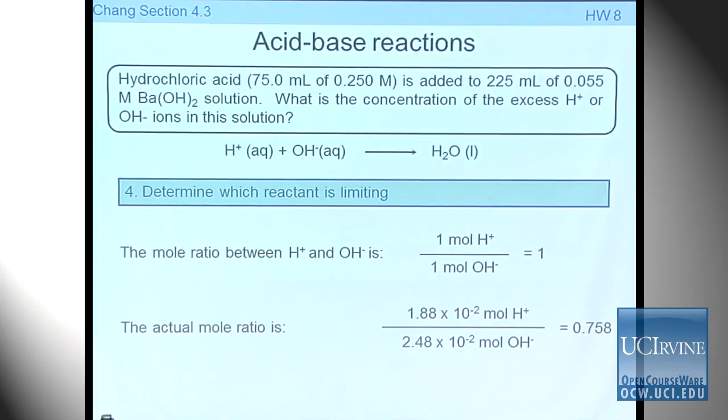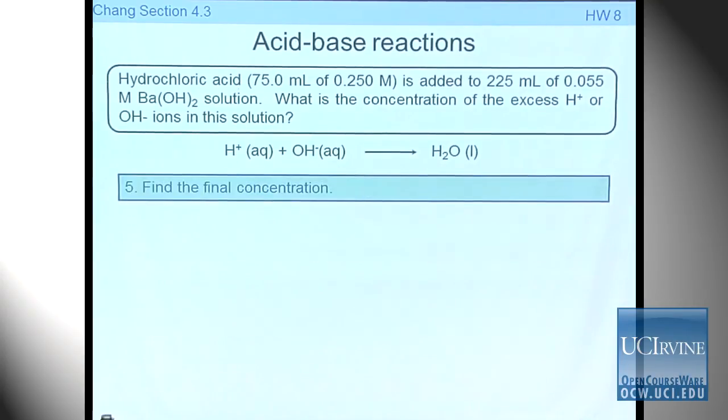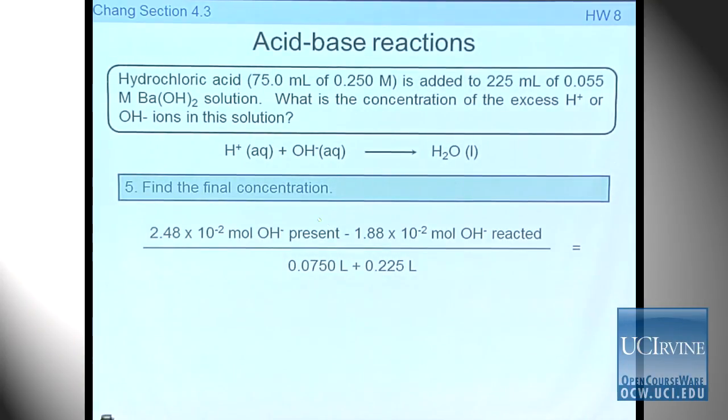Okay, the first thing I have to know is how many have reacted. Well, I know that they react one-to-one with H plus. This is the amount of H plus. That means this many OH minuses will react. Okay? So this is what I had in solution previously at the beginning, 2.48 times 10 to the minus 2 moles. That is the total I started with. 1.88 times 10 to the minus 2 moles reacted with H plus in a 1-to-1 ratio.